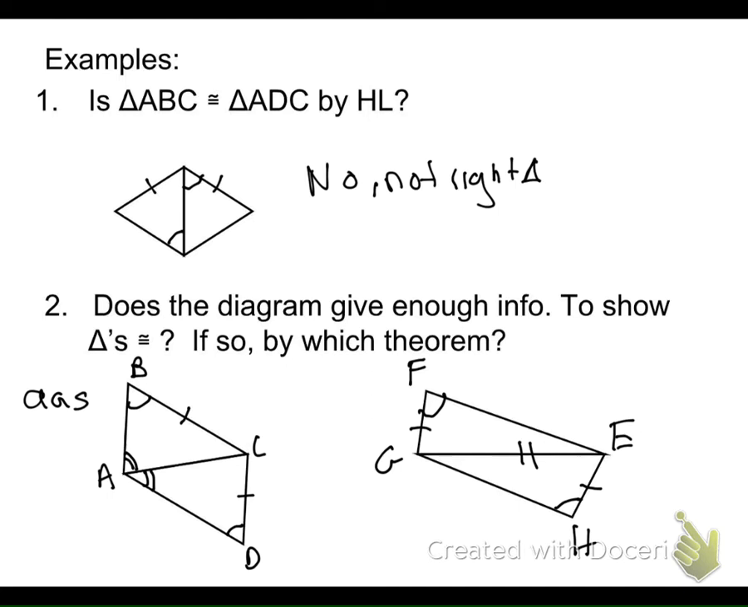Yep, so we have two congruent angles. We have one congruent side that is not included, so it's not in between those angles. Our next one over here, we see this picture. And we have angle F is congruent to angle H. We have segment GE is congruent to segment GE. And we have segment FG is congruent to EH.